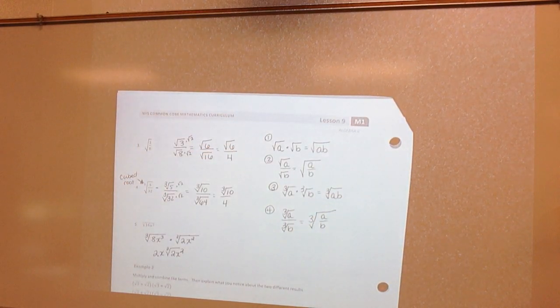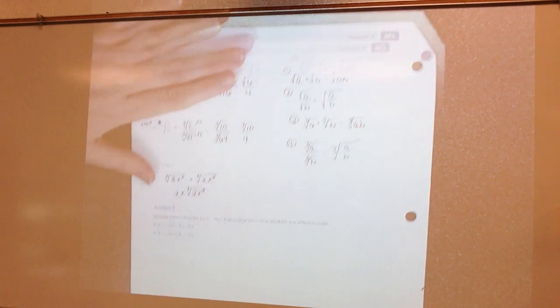When do these identities make sense? They made sense for square roots when a was greater than or equal to 0 and b was greater than or equal to 0, and when b was not 0, when b was in the denominator. They made sense for all cubed roots when b was not equal to 0, when b was in the denominator. So just make sure you understand that there are certain times that b cannot be 0.